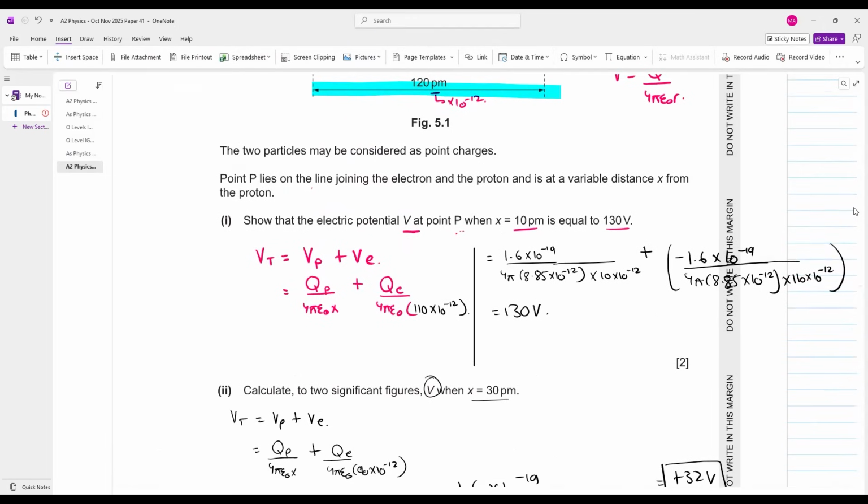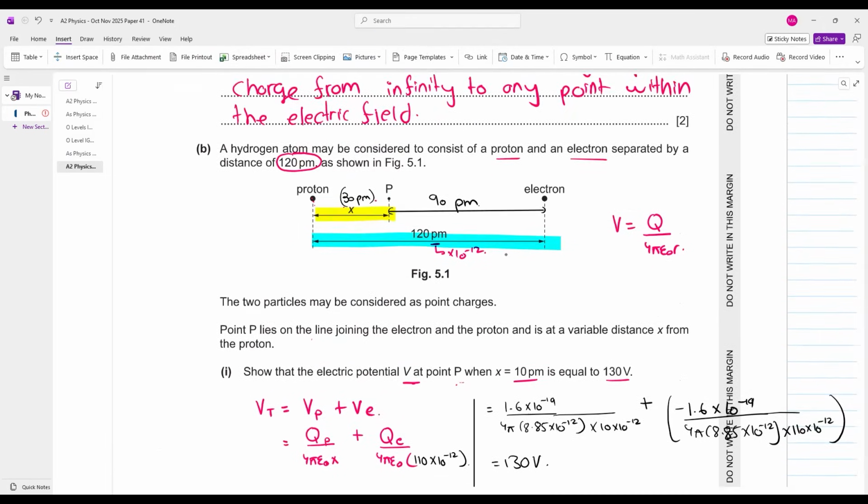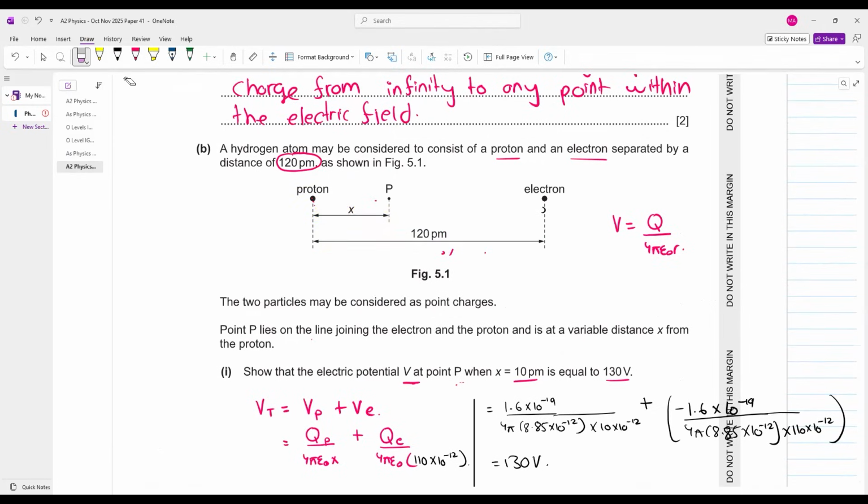Yeah. So the electric potential can be 0 in the middle. Where can the electric potential be 0? In the middle point. Here at the middle point the electric potential can be 0. Why? Because the electric potential due to the proton will be positive. Electric potential due to the electron will be negative. Both of them cancel out each other. Electric potential at the midpoint will be 0.